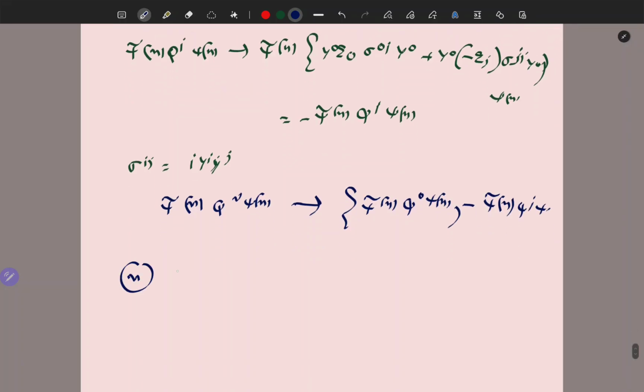Now the bilinear property number 10, gamma 5 q mu sigma mu nu psi of x.